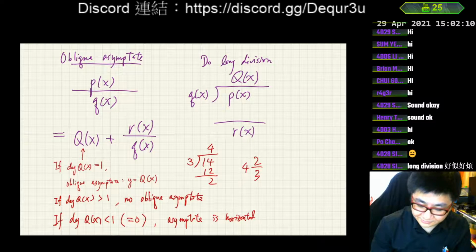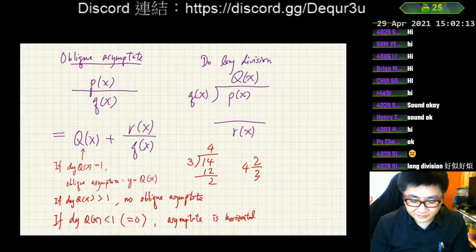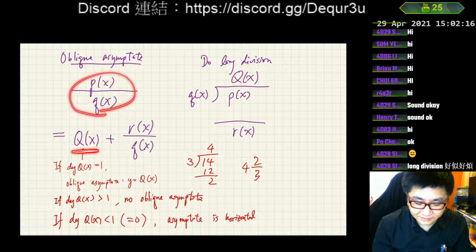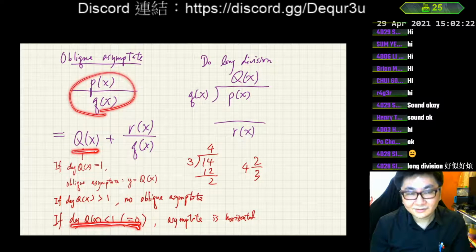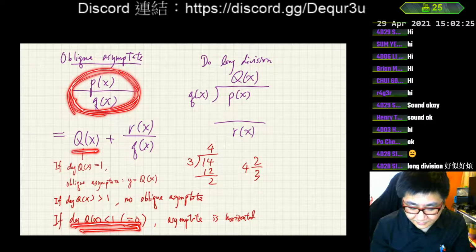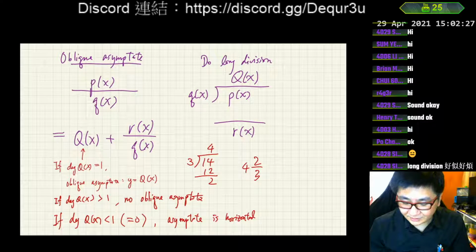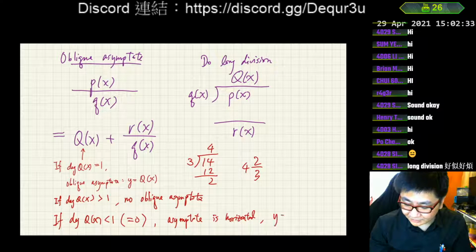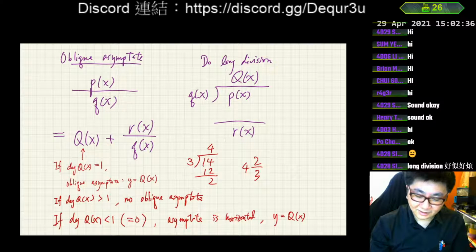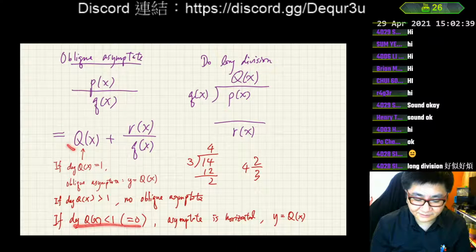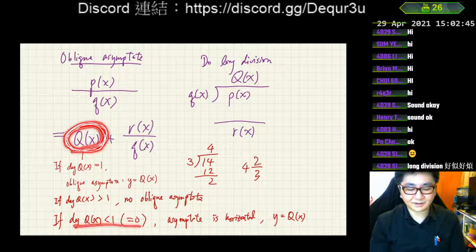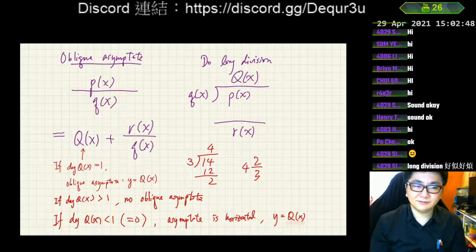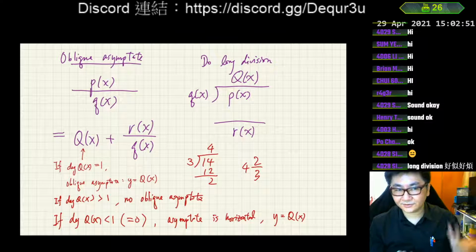The reason the asymptote is horizontal is that the function is getting nearer and nearer to Q(x), but Q(x) is degree 0, which means it is just a constant, just a number. Therefore, the function is getting nearer and nearer to a number, and that number will be a horizontal asymptote. So the asymptote is horizontal, and it is y equal to Q(x), still Q(x). Although when it is degree 0 it is not a usual function, it is just a number, then it will be y equal to that number. Also, this is the whole case for oblique asymptotes.